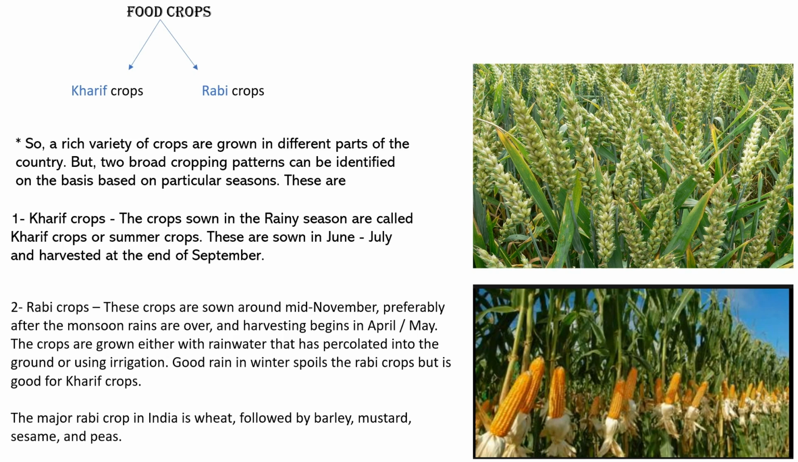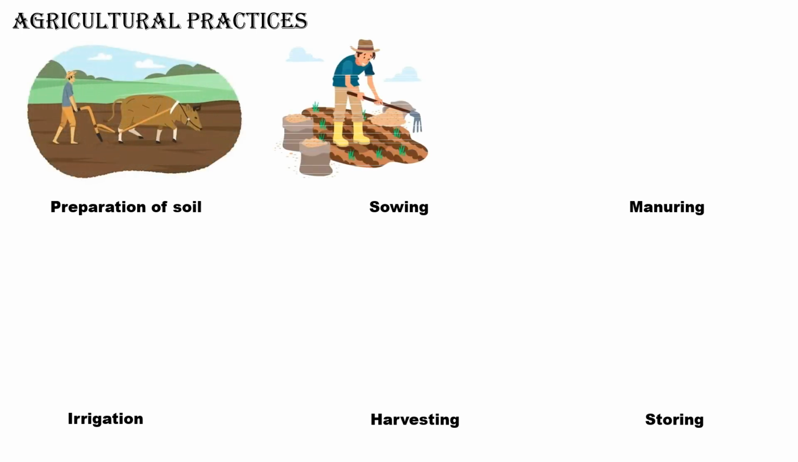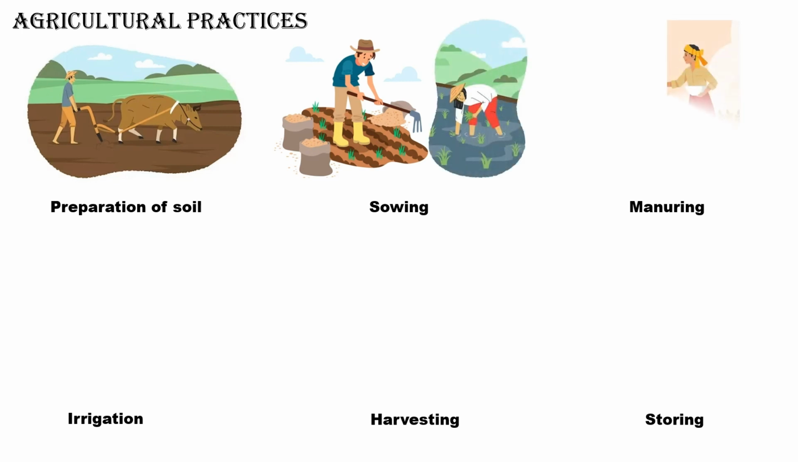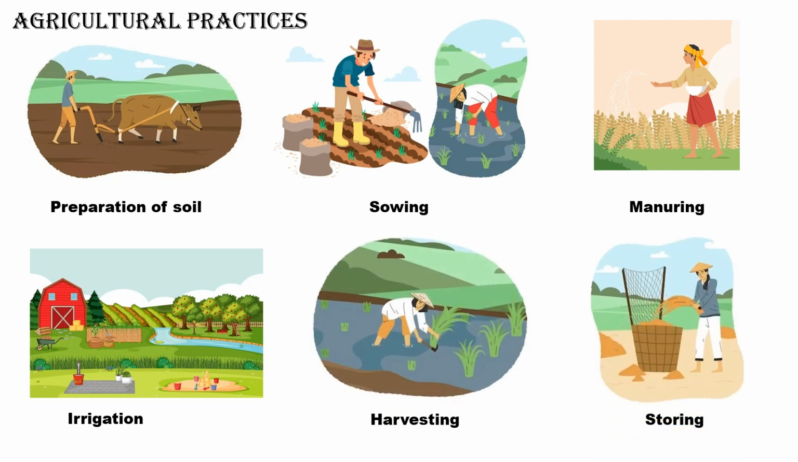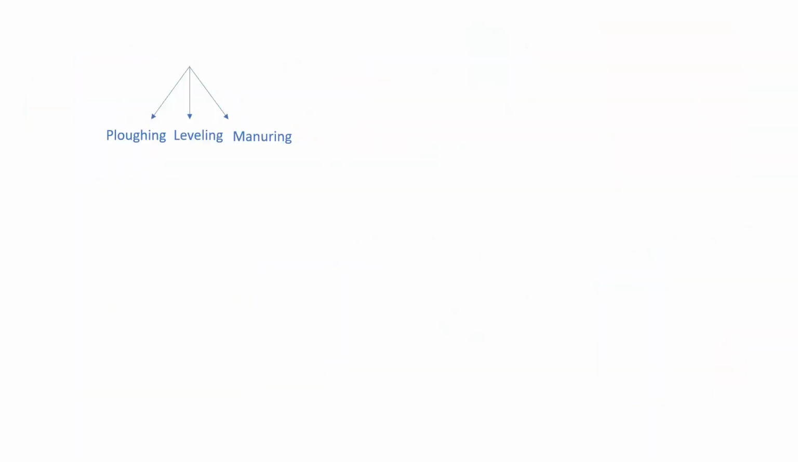Okay, let us move on. So agricultural practices. In agricultural practices there are 6 types: preparation of soil, sowing, manuring, irrigation, harvesting, and storing. In part 1, you will be learning only about preparation of soil. The rest 5 you will be learning in part 2. So let us move on to preparation of soil.